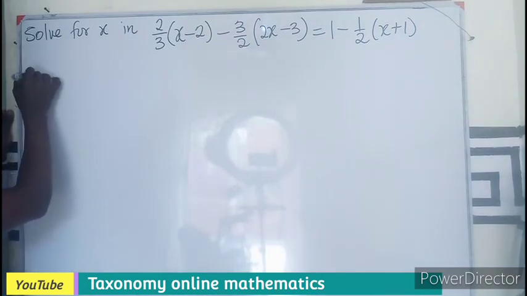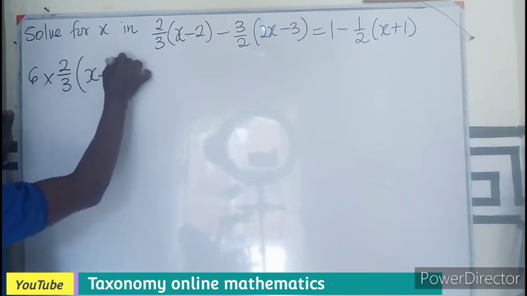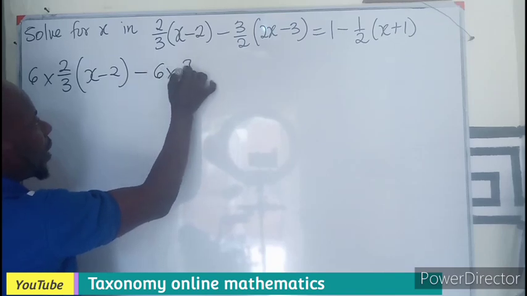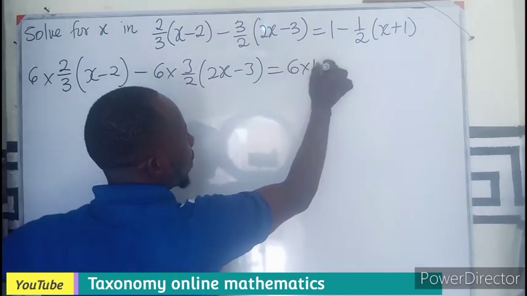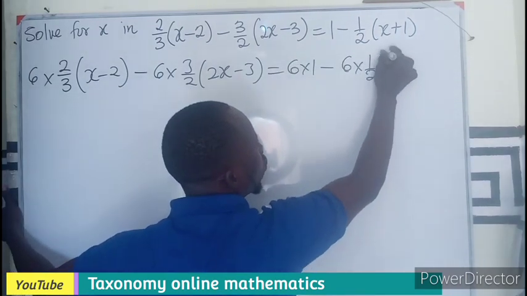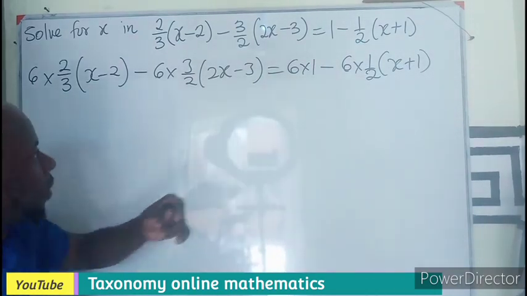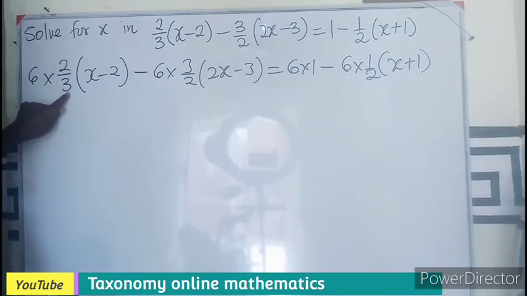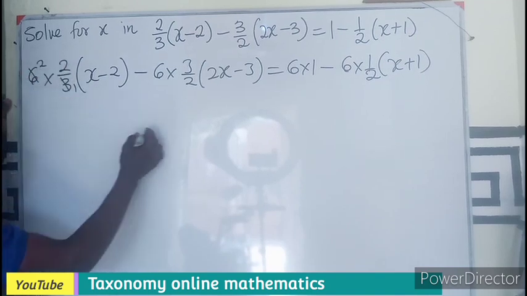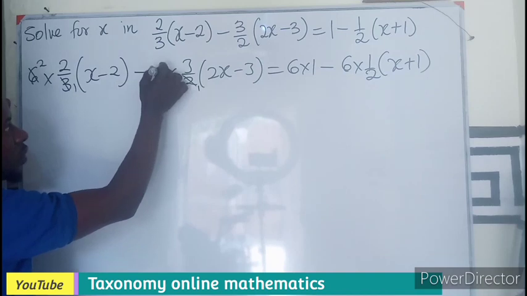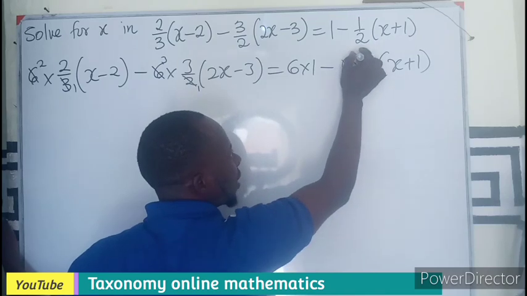So this is going to be 6 times 2 over 3 (x minus 2), minus 6 times 3 over 2 (2x minus 3), equal to 6 times 1 minus 6 times 1 over 2 (x plus 1). Each of the terms will be multiplied by the LCM. Since this is multiplying, this can also divide. So 3 will go into itself 1, go into 6 2 times. 2 into itself 1, into 6 3 times. This will give us 6. 2 here, 1, 2 here, 3.